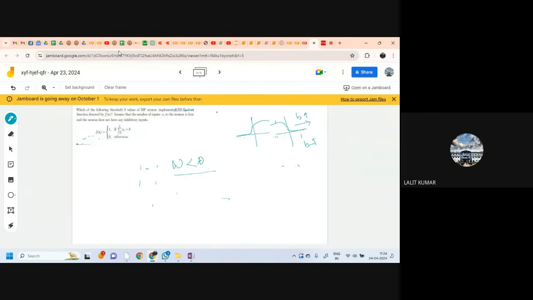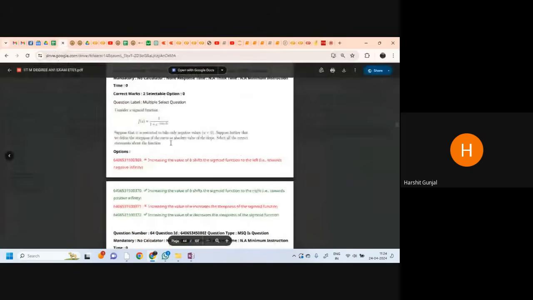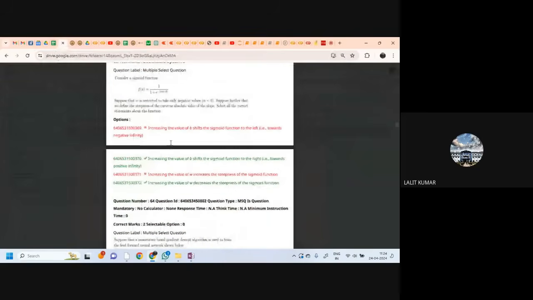I just had one doubt, because in this case also, if we increase or decrease W, when will the steepness increase? It will depend on the absolute value. So here, increasing the value of W decreases the steepness, whereas when W was positive, increasing the value of W used to increase the steepness. Here if we increase the value of W, it decreases the steepness.